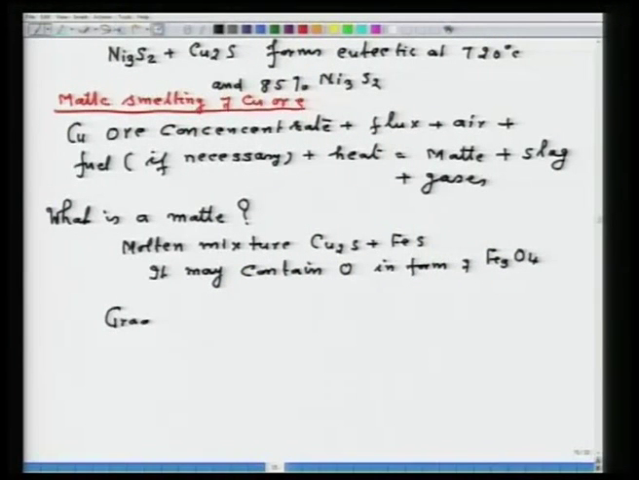Now, an important thing in case of matte is to define the grade of the matte. You can call it matte grade, or sometimes copper grade of matte. It is useless to call it iron grade of the matte because you are not concerned with the iron. So, you call it copper grade, that means how much copper is there. If you are producing a matte of 40%, that means its copper grade is 40%. So, matte is always given in terms of copper because it is used to produce copper, not iron. So, 40% matte, or the grade of matte is 40%, or copper grade of the matte is 40%, all have the same meaning.